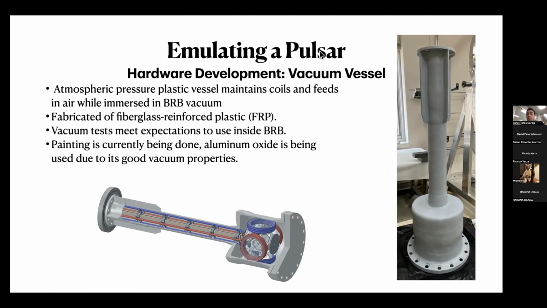And so what's currently being done with this vacuum vessel, this is the FRP. We're painting it right now. The painting is being done with aluminum oxide due to its good vacuum properties, and because when in contact with the plasma, it shouldn't cause any trouble. So that's why we chose that.